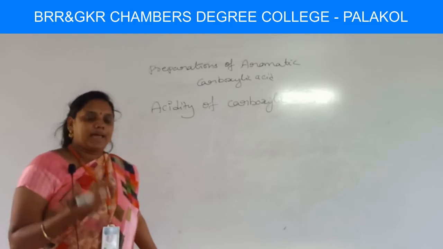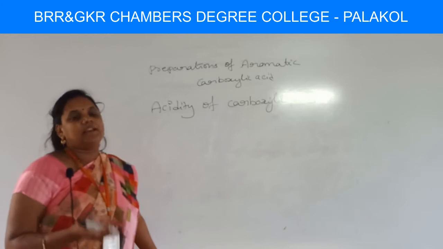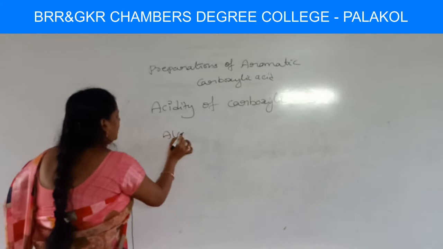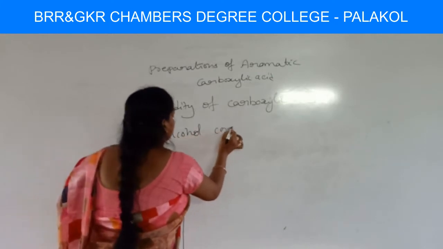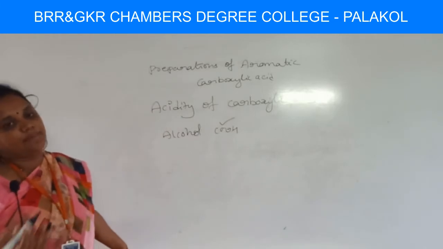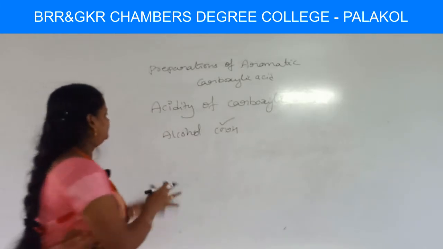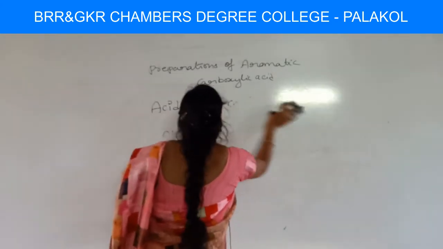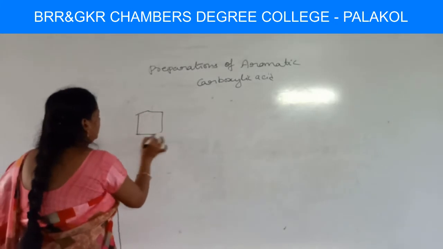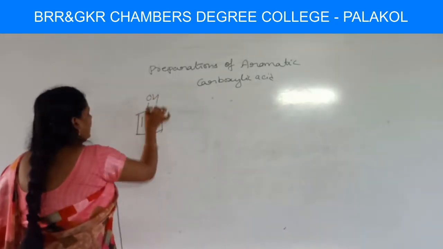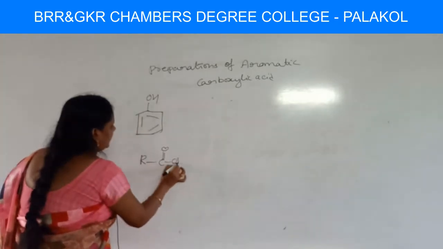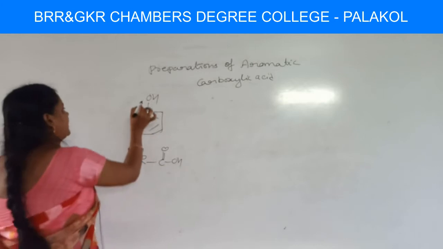So carboxylic acid is more acidic than alcohol. If you compare alcohol with carboxylic acid, it is more acidic. Let us compare the acidity of carboxylic acid with phenol. If you take phenol and carboxylic acid, RC double bond OH. Let me write the resonating structures.